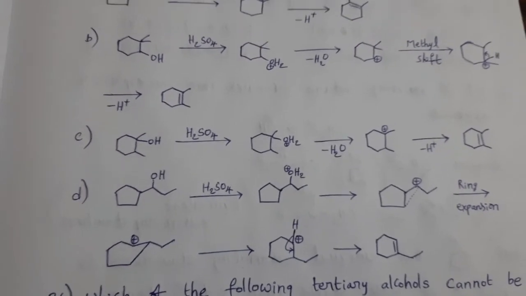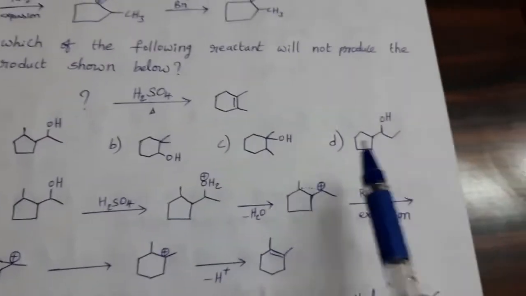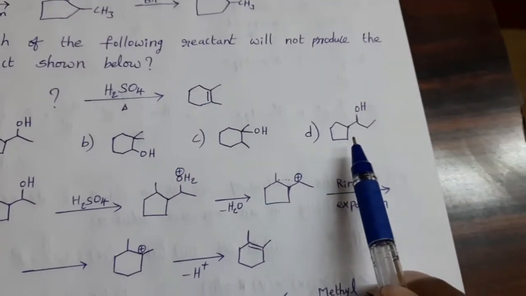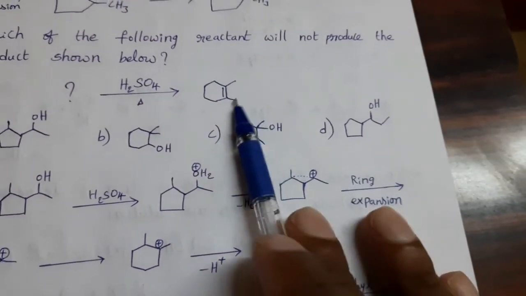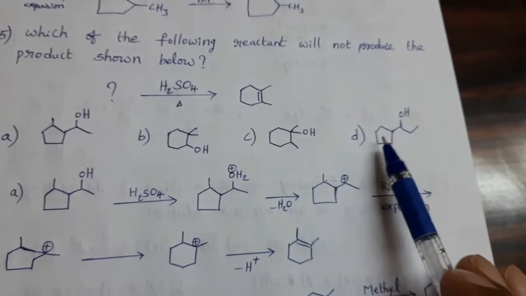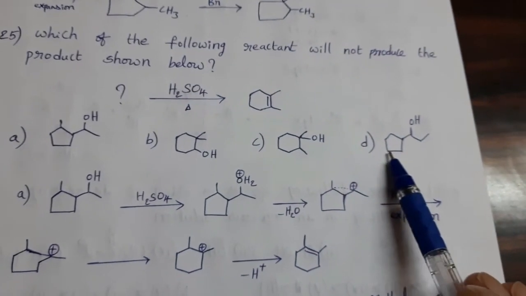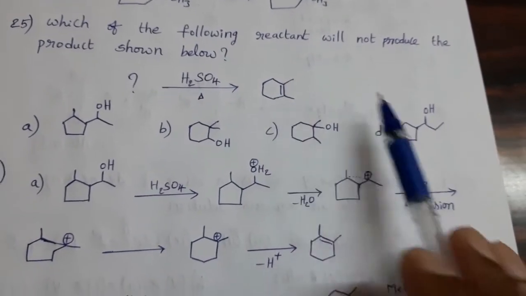That means option D cannot give this given product. So answer is this one. Option D will not produce the required product. So option D is the answer. Next.